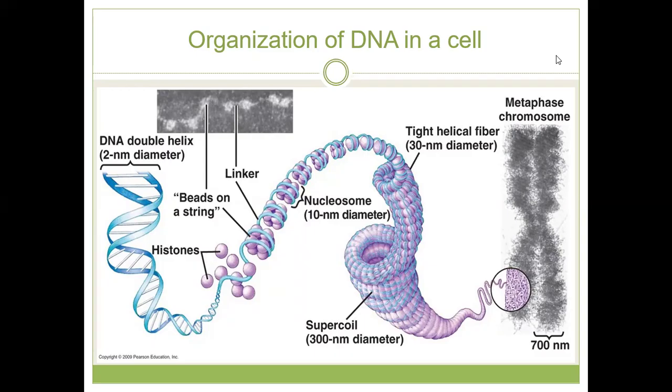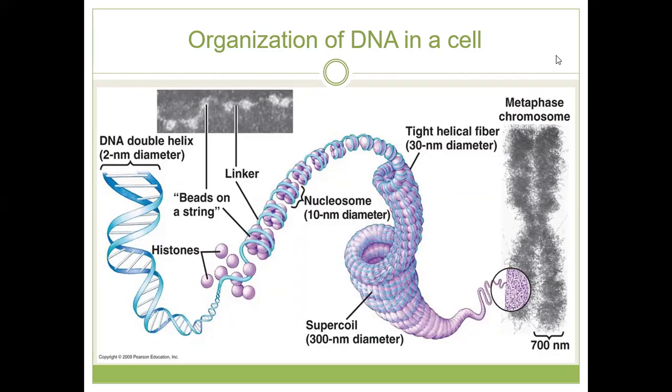Another point is that during cell division, it is very easy to separate or transmit the genetic information from parent to daughter cells when they exist in form of chromosome than when they exist as a normal DNA double helical structure. It is very difficult to transmit this information to the daughter cells. Now, how does this packaging take place?